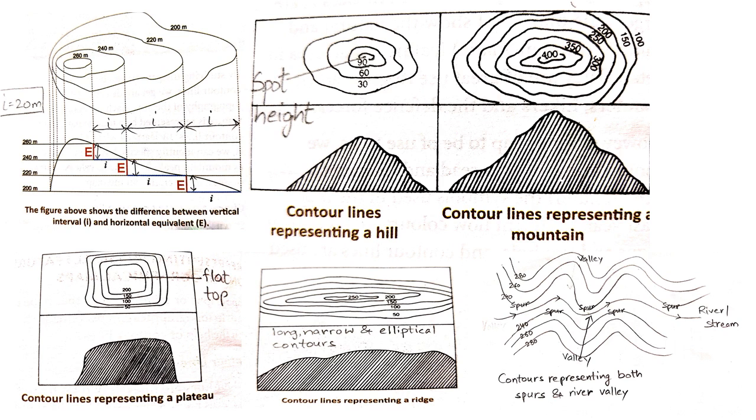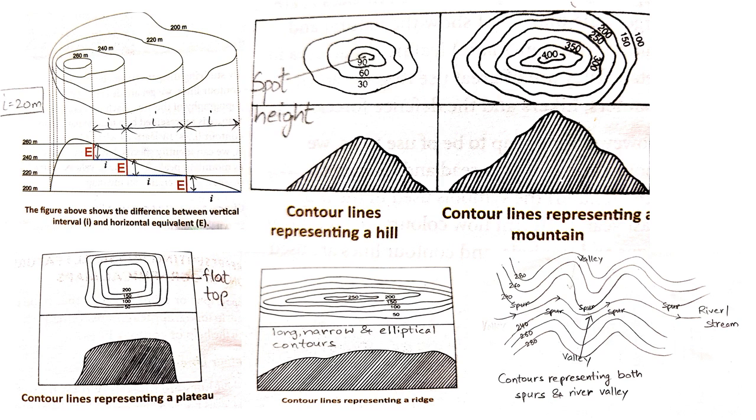Next is contour lines representing a ridge. A ridge is a long, narrow and elliptical contour. Long, narrow and elliptical contours represent a ridge. You can see they are all egg-shaped, elongated egg-shaped.